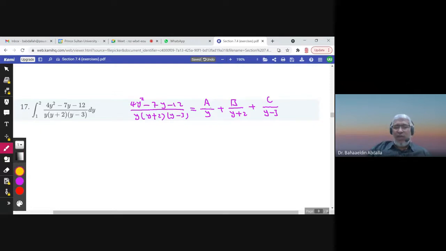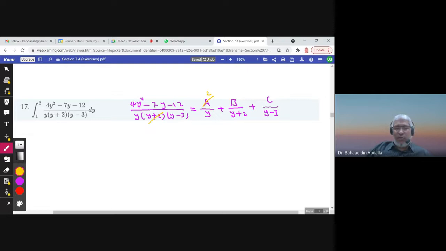We can find a if we cancel y here and replace y here by 0. Negative 12 over 2 times negative 3. 12 over 6 is 2. So a is 2.